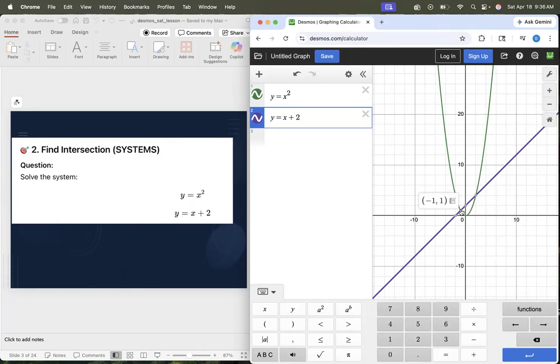Of course, you can solve this by hand. It will give you a quadratic equation by equating x squared is equal to x plus 2, and then you solve it. But this can be done in a second using the system.